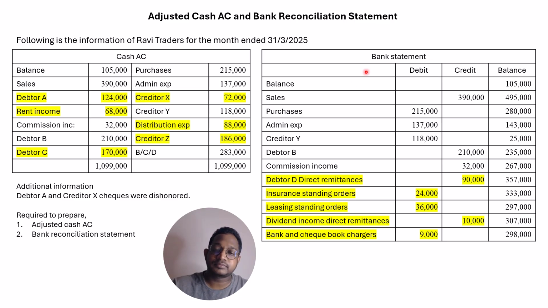In the bank statement, debtor D direct remittances, insurance, and leasing are standing orders. Dividend income direct remittances and bank and checkbook charges appear in the bank statement but not in the cash account. The things I highlighted here are the reasons why the cash account closing balance and the bank statement closing balance are not equal. So we have to prepare the adjusted cash account and reconciliation statement to adjust the errors and omissions and justify why the balances are not equal.